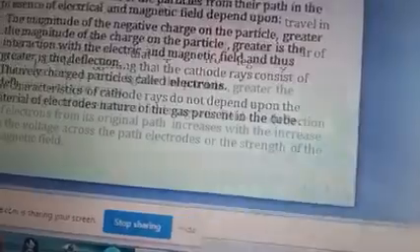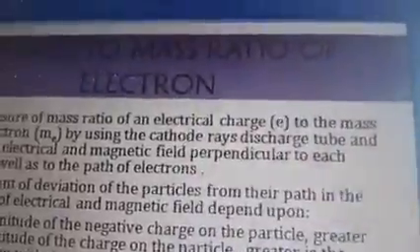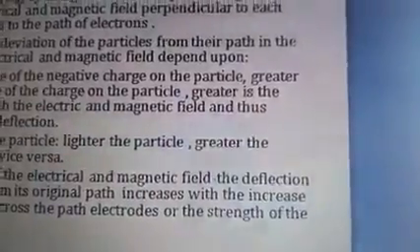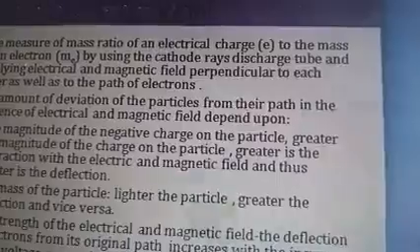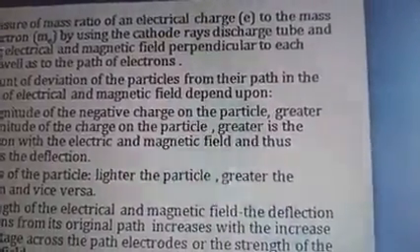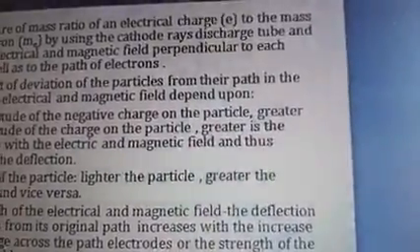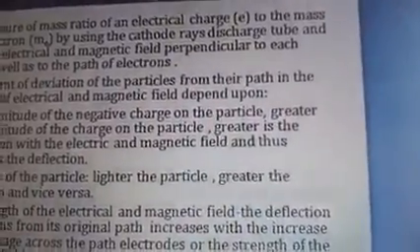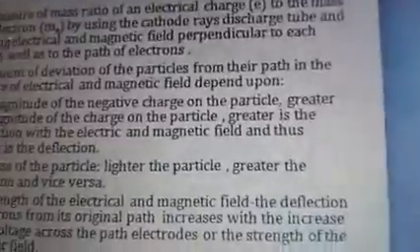Now, let us see the charge to mass ratio of an electron. So, this is what we can see according to your books. The measurement of the ratio of the electrical charge to the mass of an electron is done by using the cathode ray discharge tube and applying electrical and magnetic fields perpendicular to each other, as well as to the path of the electrons.